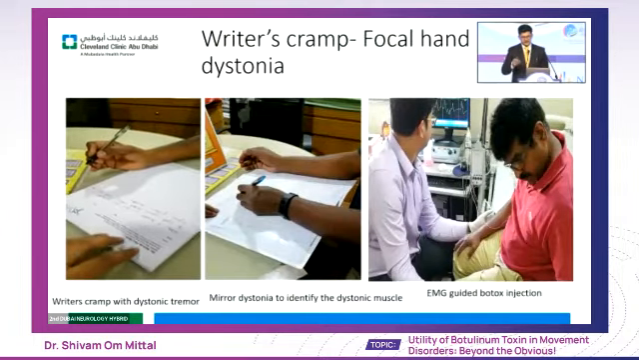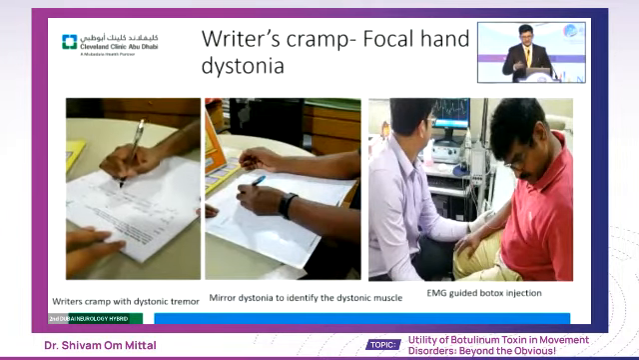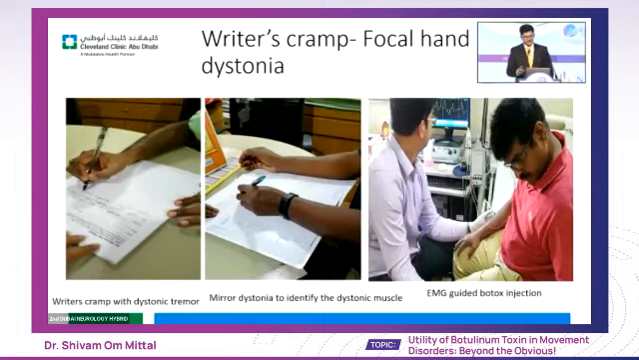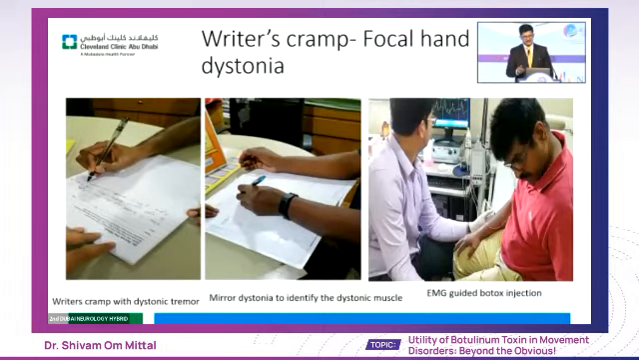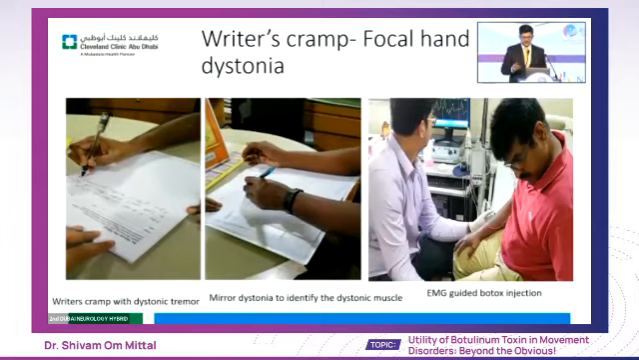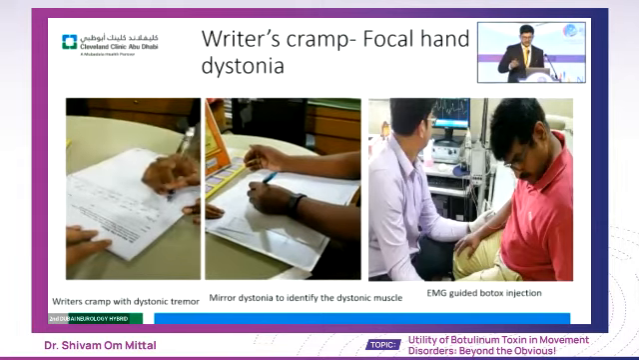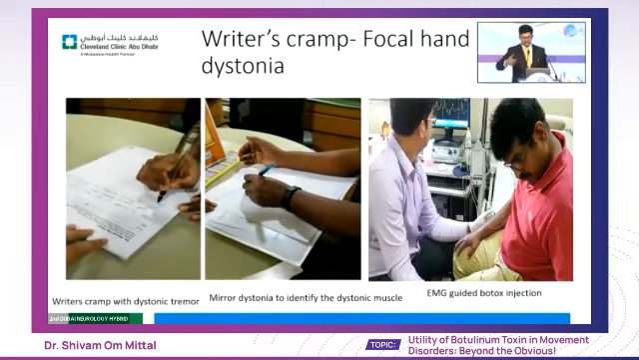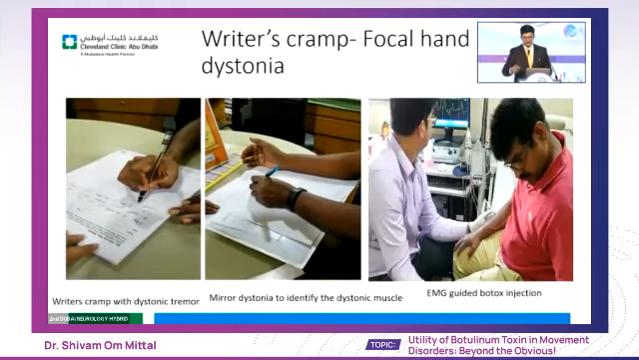So this is how we do a writer's cramp evaluation. This is again an Indian patient that I saw. You can see when he's writing, he has cramping. You look for mirror dystonia. You write with the other hand, and you look for mirror dystonia or excessive movement, and you do neurophysiology.